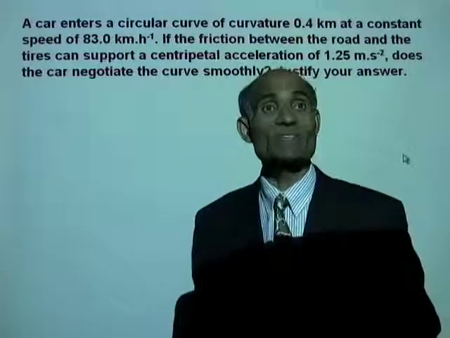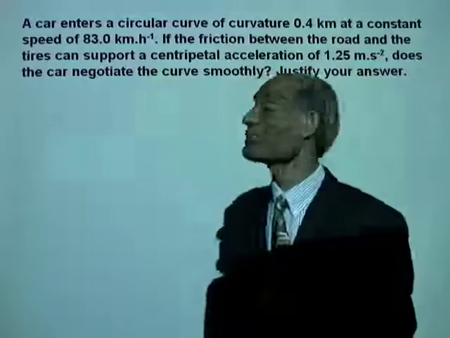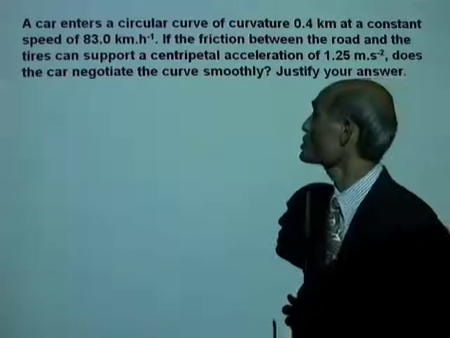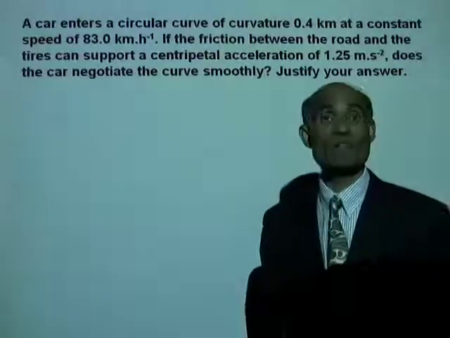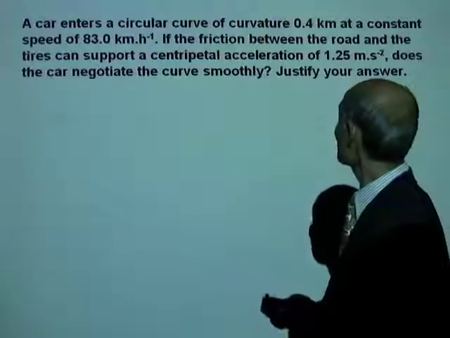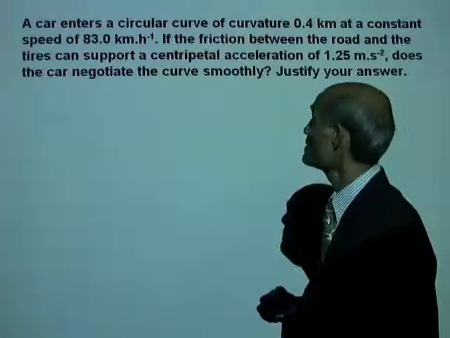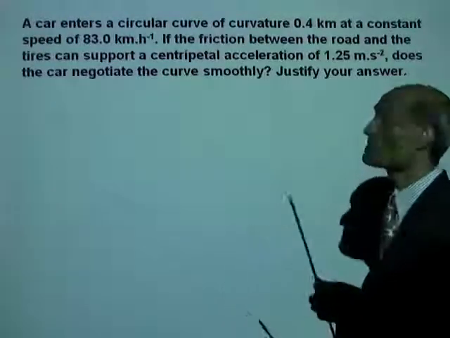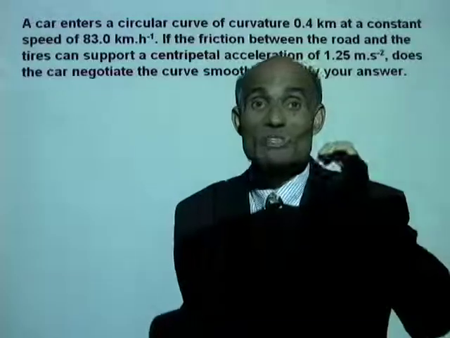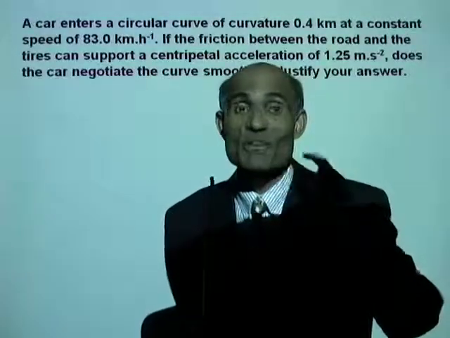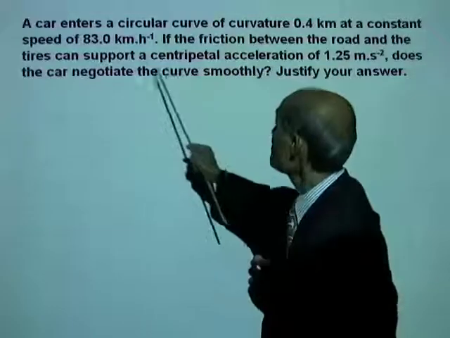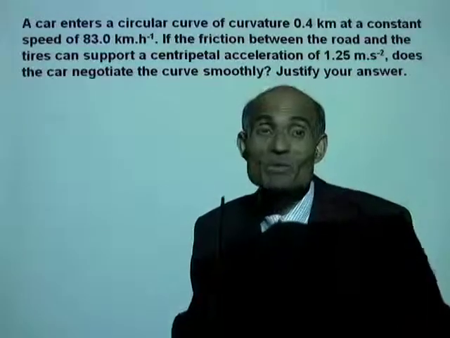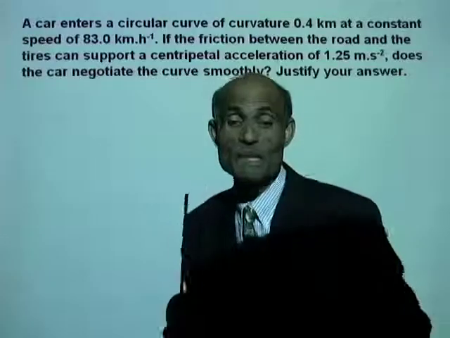A car enters a circular curve, radius of curvature 0.4 kilometer, at a constant speed of 83 kilometer per hour. If the friction between the road and the tires can support a centripetal acceleration of 1.25 meter per second squared. Now, in other words, that is the safest acceleration that the car can have. If the speed increases above this, the car will not be able to keep in that circular track. That is the meaning of that.